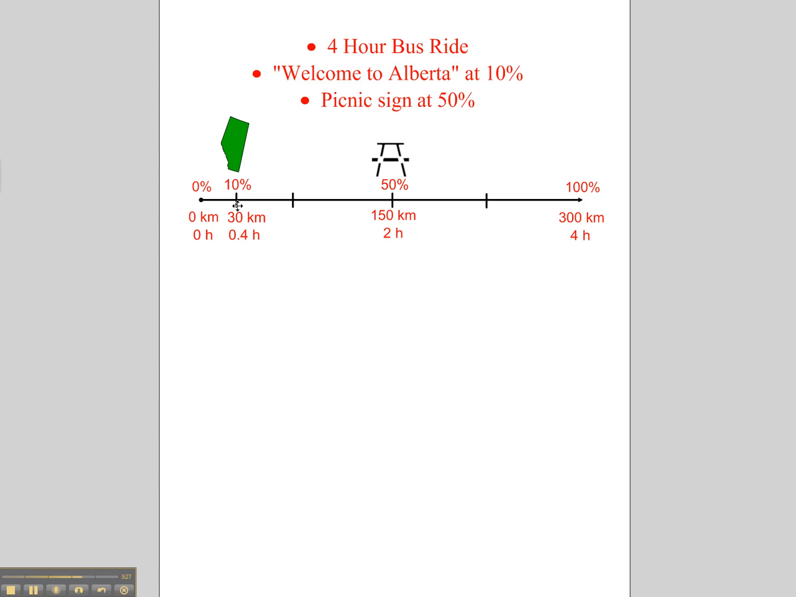And 10% is pretty easy to discover how many kilometers it is, because 10% of 300 is 30. So what we do is take off one 0. That tells us what 10% is. And then also we can figure out how many hours we'll be traveling. It's 0.4 hours, so that's 4 hours converted, and 10% of 4 is 0.4.